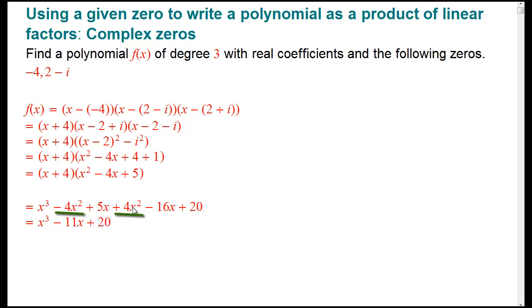Negative 4x squared and 4x squared will cancel each other out, add up to 0 basically. 5x minus 16x will give you negative 11x, and then a plus 20. So that's your final answer.